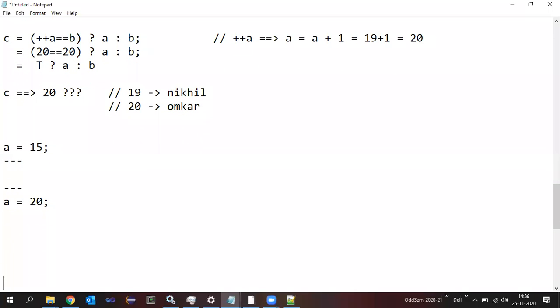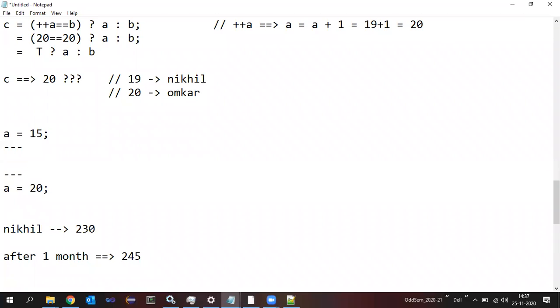Okay, a simple analogy I will give you. Say Nikhil, what is your roll number? 230. Okay, this is your roll number. Say after 1 month, some changes have happened and you get your roll number as 245. Next time onwards, which roll number will you use, the old roll number or the new roll number? Obviously the new one, sir. Here also, obviously, we have to use the latest value which has been set for the variable, right?